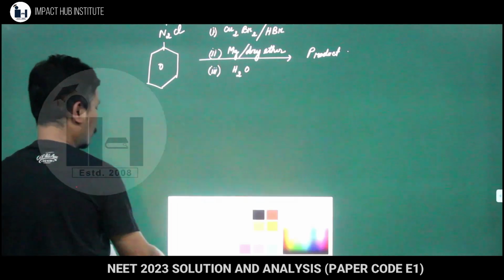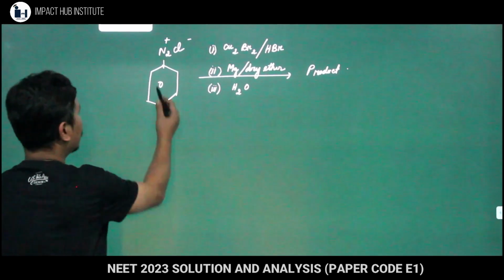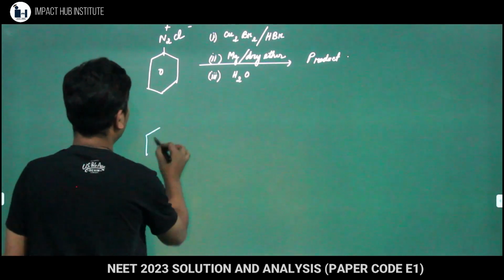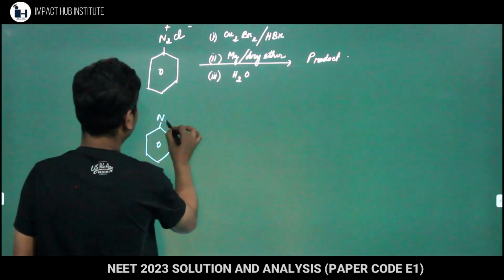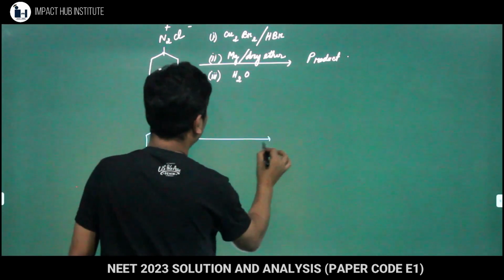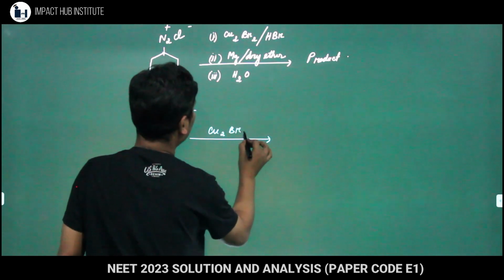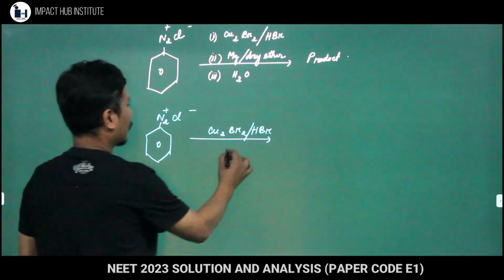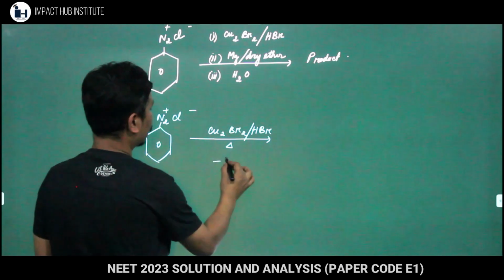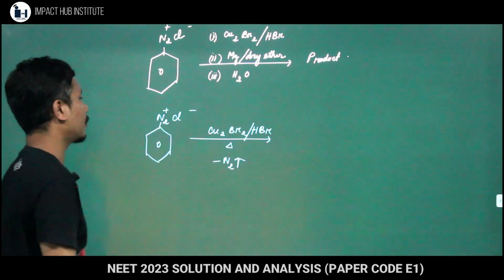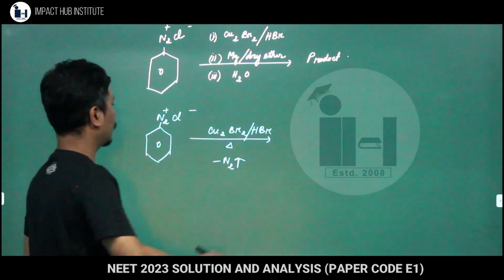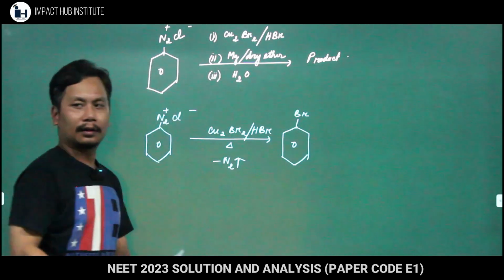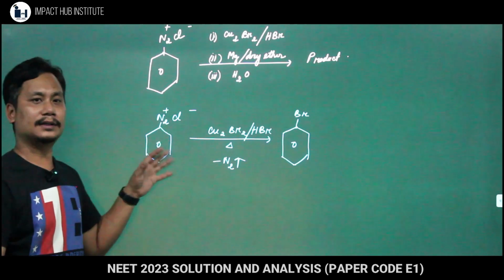So this is your benzene diazonium chloride. Now when benzene diazonium chloride reacts with copper bromide in presence of HBr, here you have to heat this up. So nitrogen will get eliminated from here. The bromine will attach, and definitely it will make bromobenzene. Now this is your Sandmeyer reaction.